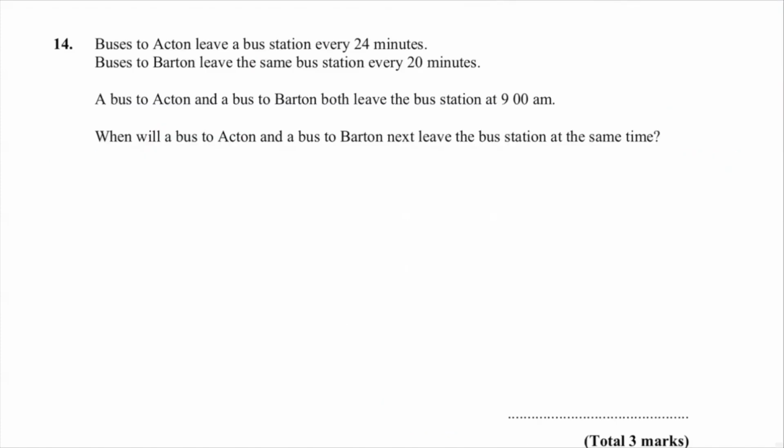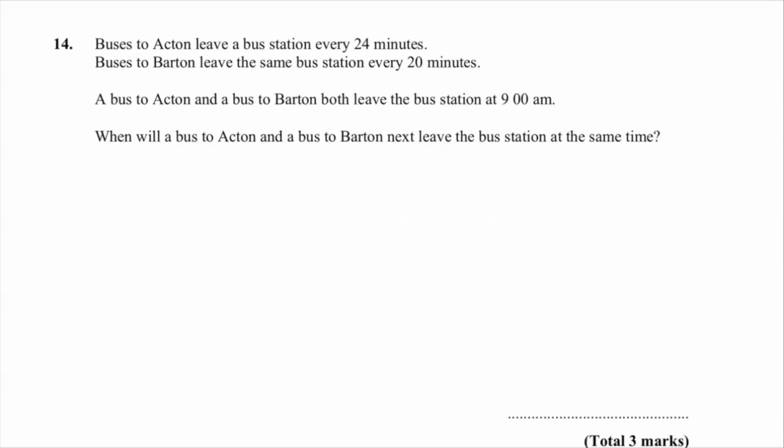Okay, so we've got a bus leaving a station every 24 minutes to go to Acton, and another one is leaving every 20 minutes to go to Barton. Now, these buses are leaving the station at the same time at 9 a.m. And we've got to work out, as they're doing their kind of loop, when the bus to Acton and Barton will leave the bus station at the same time. Now, we want to really not worry about the time to start off with. Rather, we want to just work out how many times the bus is coming back.